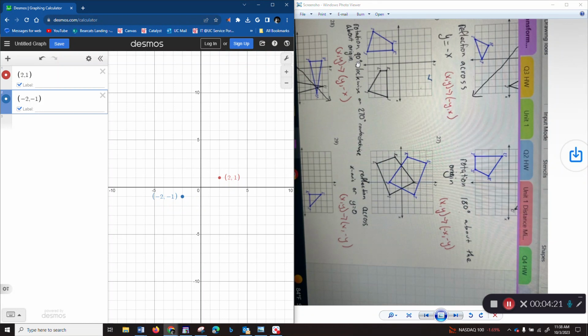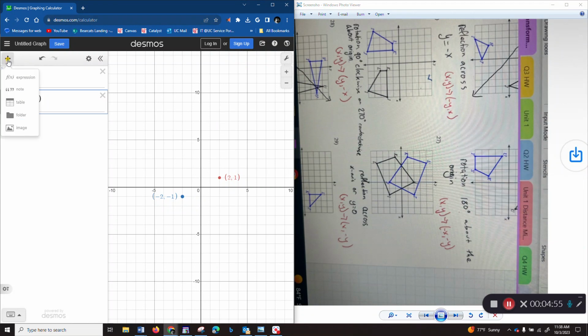Let's see what else happened. The x's and the y's switch. That's hard to think about. Well, I think that's just something we're going to have to remember. The x's and the y's switch, but the y value is negated.